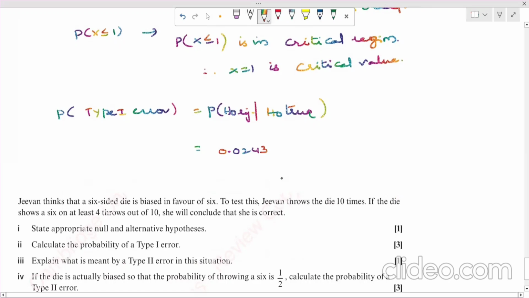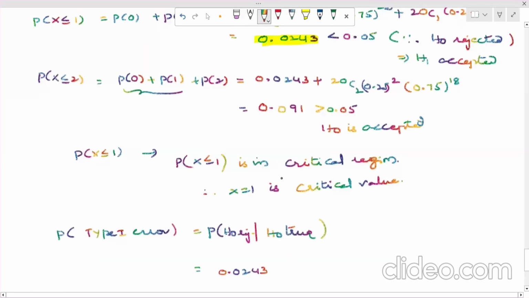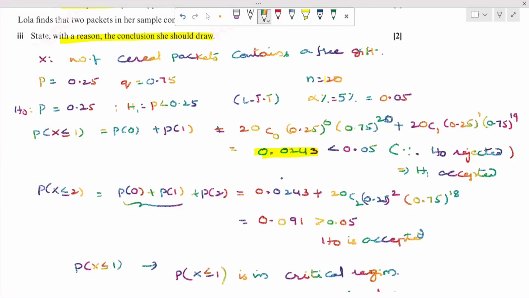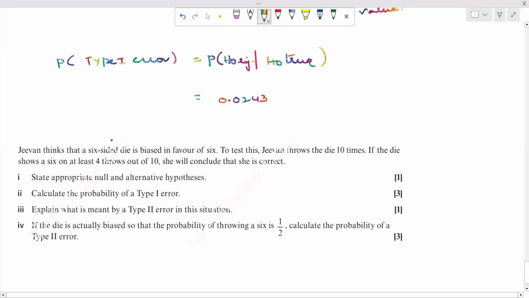Now the third part, what did they ask over here? State the conclusion with the reason. What we can say is that X equal to 2 is in the accepted region.